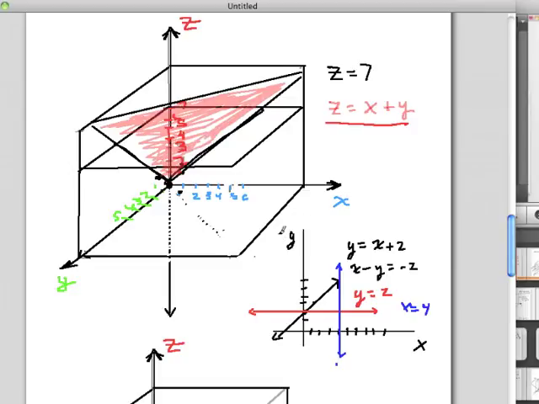Okay. Oh, and these two planes intersect, right? Because this one's coming out at you, and it intersects right along some kind of line like that. Where is this line? This line is on both planes. It's on z equals 7 and z equals x plus y. Okay, I hope you're cool with that.